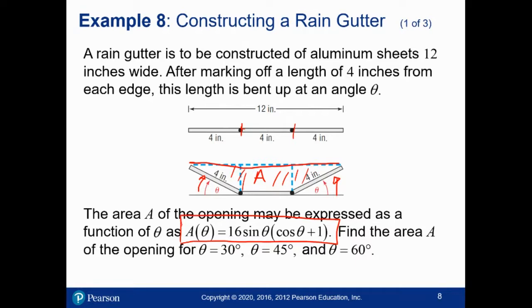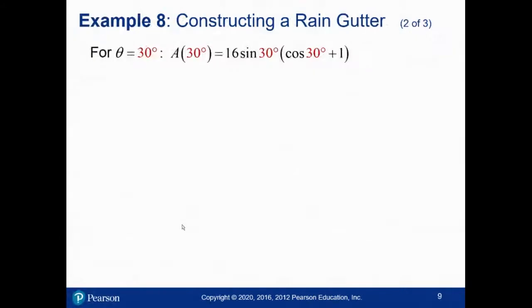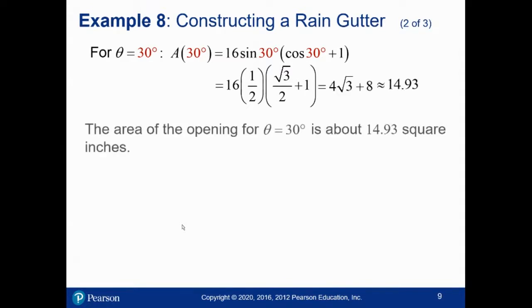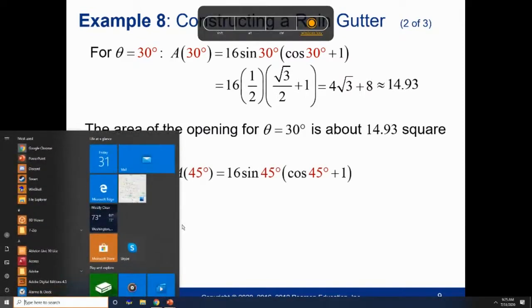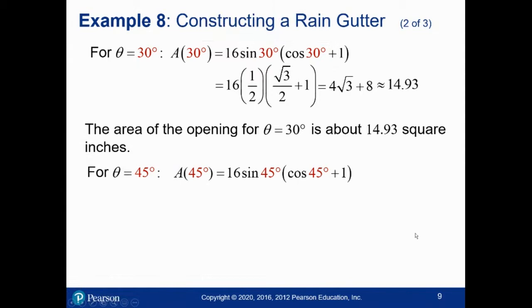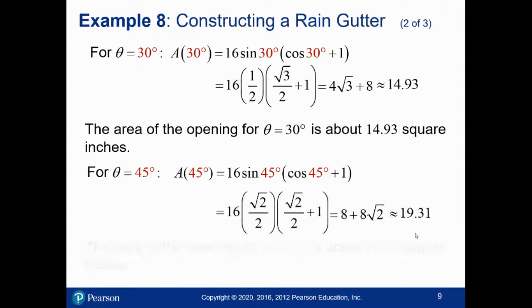Okay? So back in chapter 6, the problem was find the area for theta equals 30 degrees, 45 degrees, and 60 degrees. And we're quickly going to go through this. This is exactly how we did it back in chapter 6. So first, you just plug in 30 degrees. Sine of 30 degrees is 1/2. Cosine of 30 degrees is √3/2, which is approximately 14.93. For 45 degrees, both sine and cosine are going to be √2/2. That simplifies just down to about 19.3.